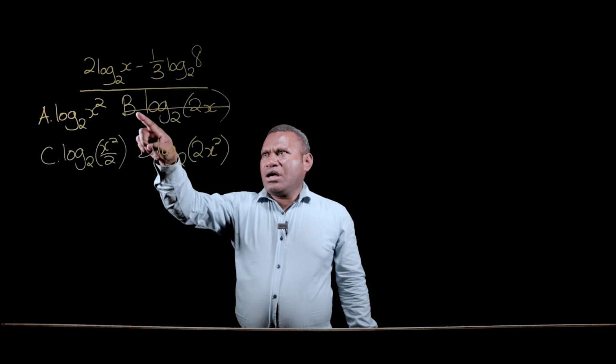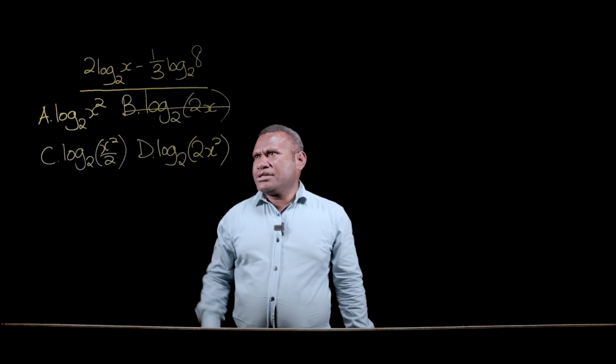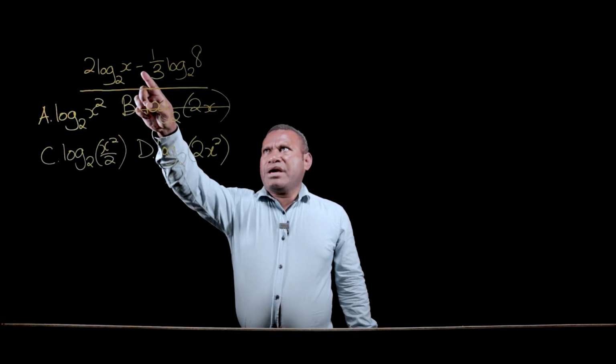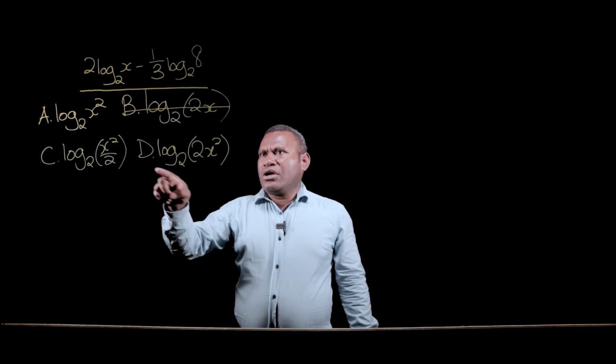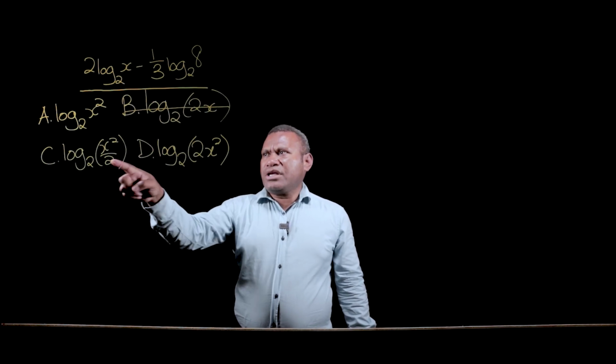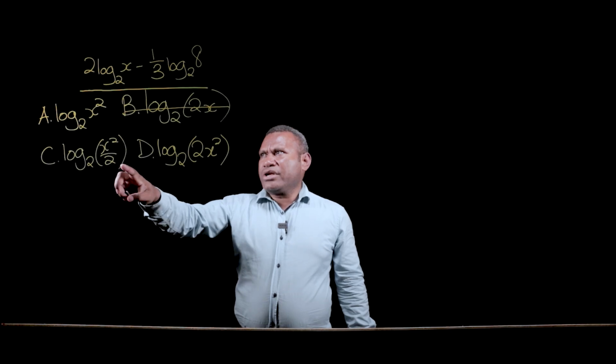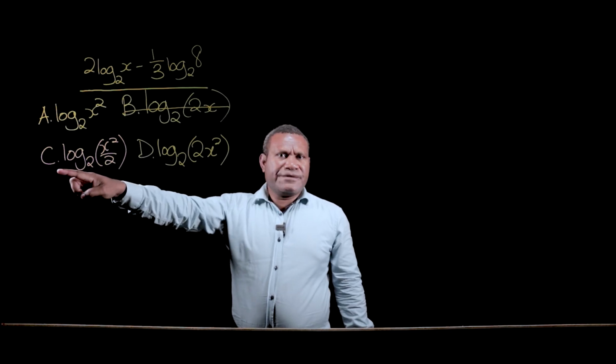Looking at the 3 alternatives, we can see that we have minus here, so it will be a division. X squared divided by 2. This one has got multiplication, this one has got division. So our most correct answer is going to be C.